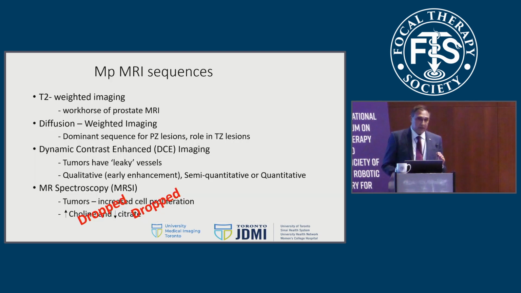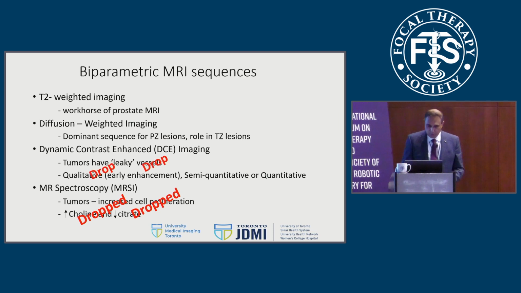So we've talked about multiparametric MRI, of the 3 sequences. Spectroscopy was dropped way back 5-7 years ago. And we're now moving towards biparametric MR, dropping DCE as well, and just kind of focusing on T2 and diffusion weighted imaging.